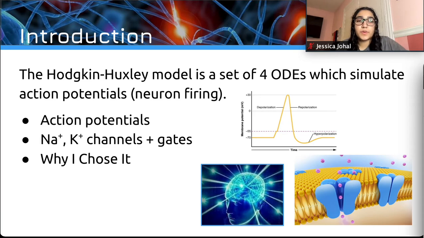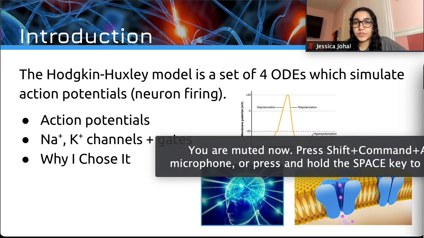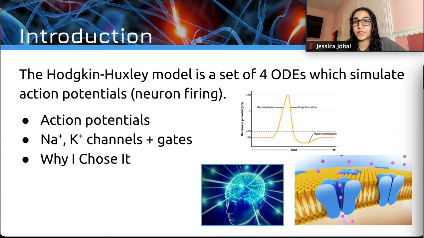The Hodgkin-Huxley model is a set of 4 ordinary differential equations which simulate action potentials, which is neurons firing. The fundamental unit of communication in the brain is the action potential, which is a temporary polarization of the neuron, which gives it an electrical charge. This is how neurons communicate from one to the other, by passing this electrical charge.